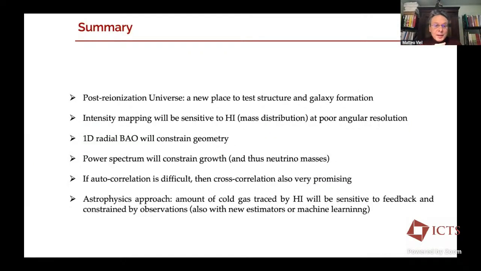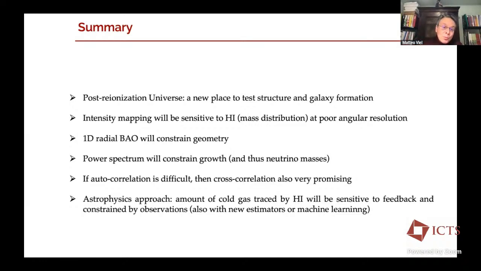So let me finish. I think the post-reionization universe is a very interesting place to test structure formation and galaxy formation theories. And intensity mapping will be sensitive to the HI distribution, of course, especially this mass distribution. However, at poor angular resolution, we know this. That's one of the advantages of intensity mapping. I showed you that a promising way to constrain geometrical information in the universe is to use the 1D radial BAO. We did some work to this extent, also looking at the reconstruction with pixel, which is a new technique, very simple though.